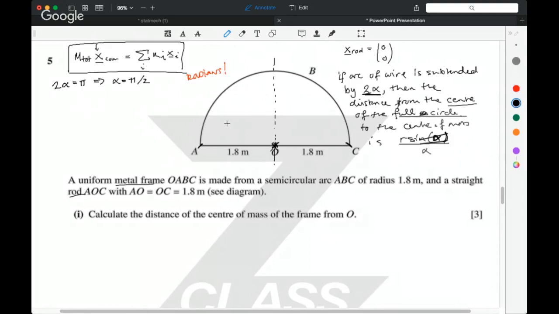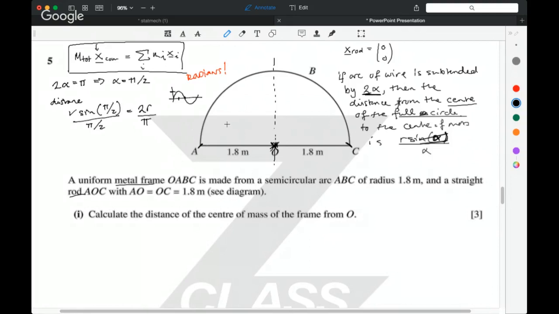So what does this mean for this equation? Well, the distance is the radius times sine pi over 2, all over pi over 2. The sine of pi over 2 is 1, so that's just 2 times the radius over pi. That gives us the distance from the center.